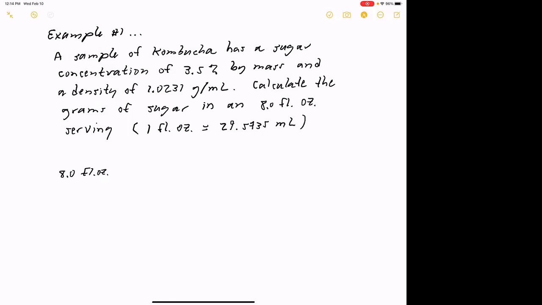Okay, now in our first conversion, I need to get from fluid ounces over to milliliters. And the reason for that is because I can then use the density to get back to a mass, okay? So let's do that first. 8.0 fluid ounces, okay? So I've got 1 fluid ounce in the bottom because I want to get rid of that unit. And now 1 fluid ounce has 29.5735 milliliters of kombucha in it. Okay, so fluid ounces will cancel with fluid ounces.